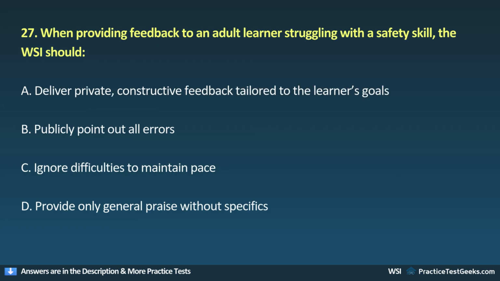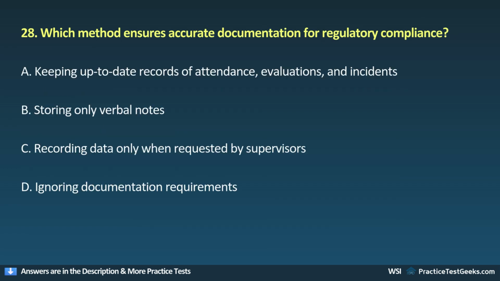27. When providing feedback to an adult learner struggling with a safety skill, the WSI should: A. Deliver private, constructive feedback tailored to the learner's goals. B. Publicly point out all errors. C. Ignore difficulties to maintain pace. D. Provide only general praise without specifics.